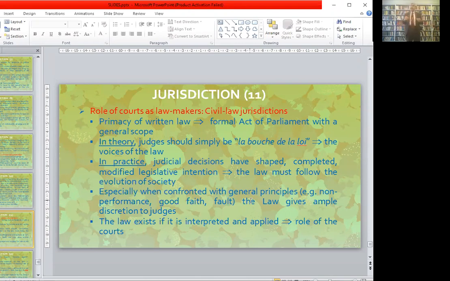Or think of the notion of good faith, which our Italian students are studying this semester. What does good faith mean? Probably good faith in the mid-19th century meant something, in the mid-20th century meant something else, and now in 2020 means something different. Or fault in extra-contractual liability, or public morals. What do we mean by an act that is against the public morals?